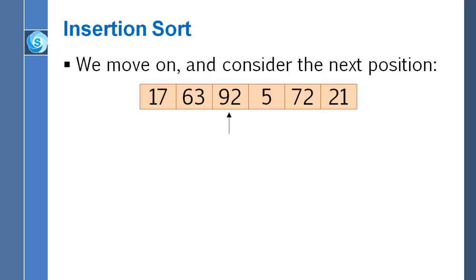So this case is actually absolutely trivial. As soon as we see that, we deduce that the portion up to 92, the first three positions, are already sorted. Okay, so there's nothing that has to be done there.